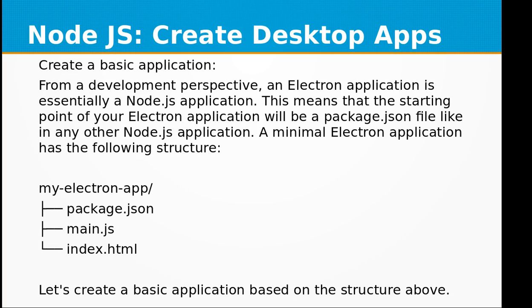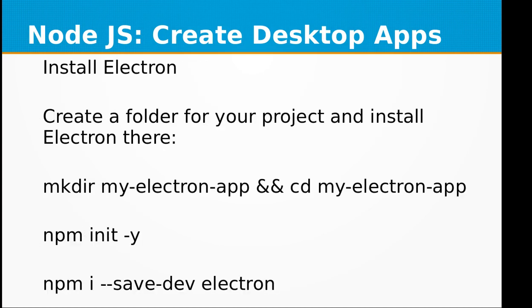Let's create a basic application. From a development perspective, an Electron application is essentially a Node.js application. This means that the starting point of your Electron application will be a package.json file, like in any other Node.js application. A minimal Electron application has the following structure. So we have the package.json file, the main.js file, and the index.html file. Let's create a basic application based on the structure above.